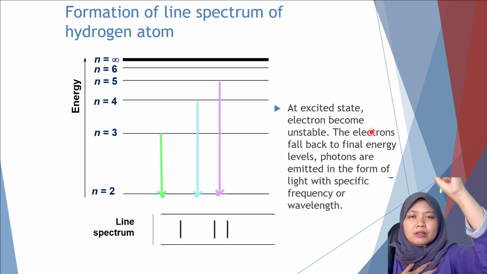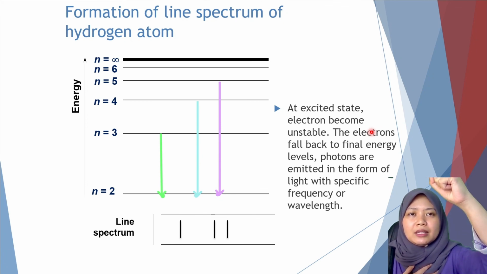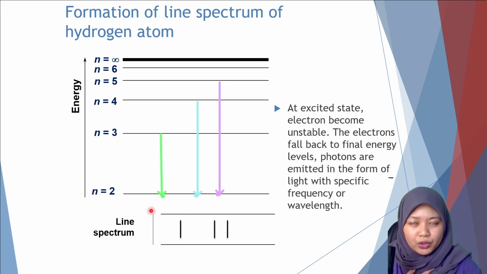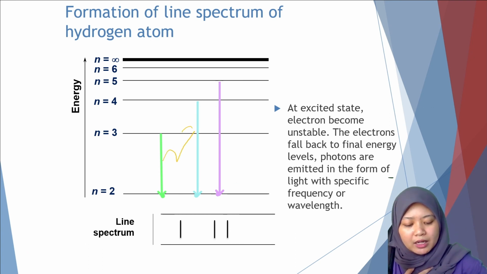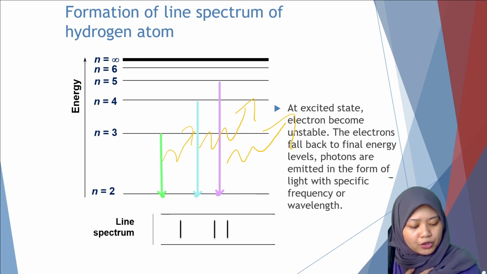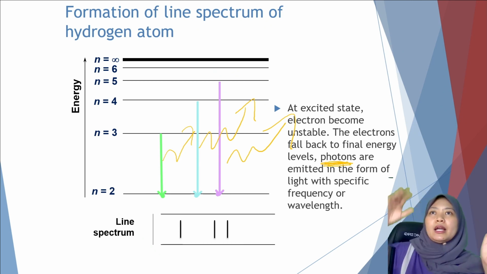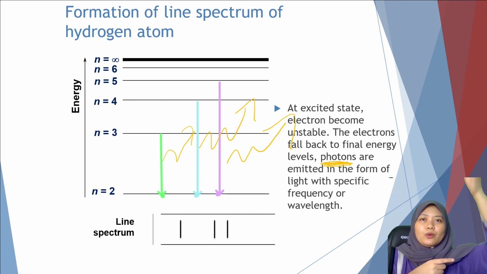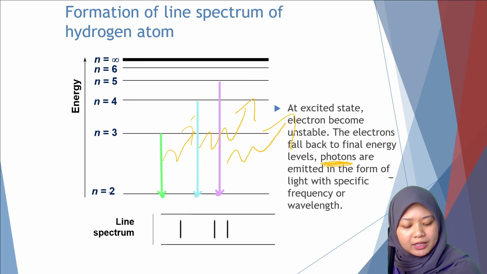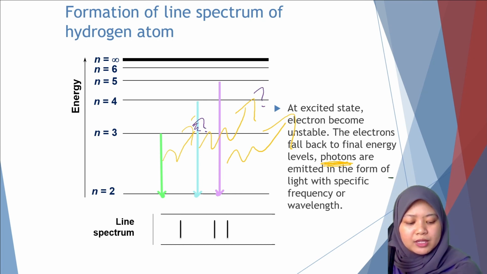Bila dia terlalu excited, dia unstable, dia akan release certain amount of energy. Contoh yang Madam beri ni, semua ni jatuh dekat n equal to 2. Okay, bila dia turun, dia release energy, semuanya akan keluarkan cahaya in the form of photon. Dan photon ini adalah cahaya yang dikeluarkan lalu dekat slit, lalu kat prism, maka keluarlah line spectrum. Oleh kerana setiap satu photon ni dia punya wavelength dan frekuensi dia berbeza, maka dia akan menghasilkan line yang berbeza lah.